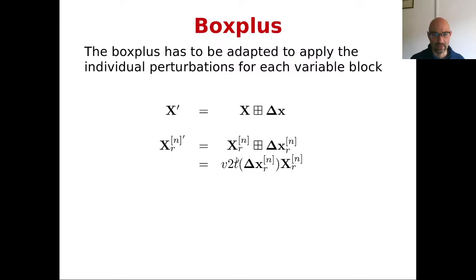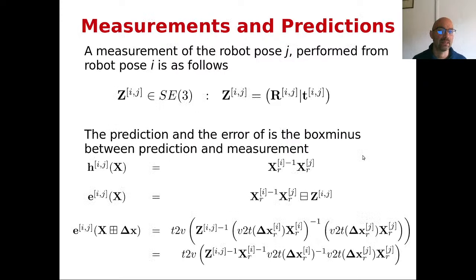We have each robot position obtained by the previous robot position applying the perturbation, and we know how to do it already. Okay? Then we have defined the state. Now it's our time to define the measurements.